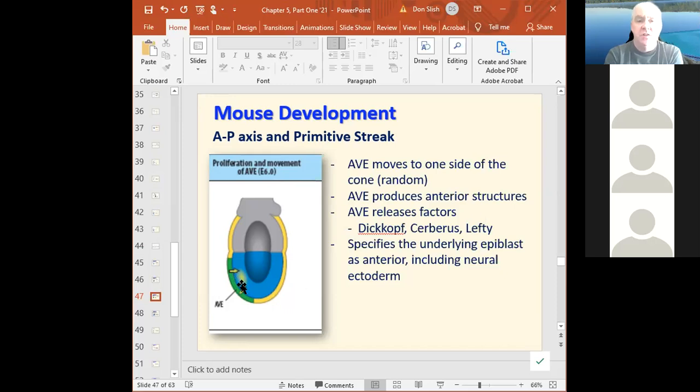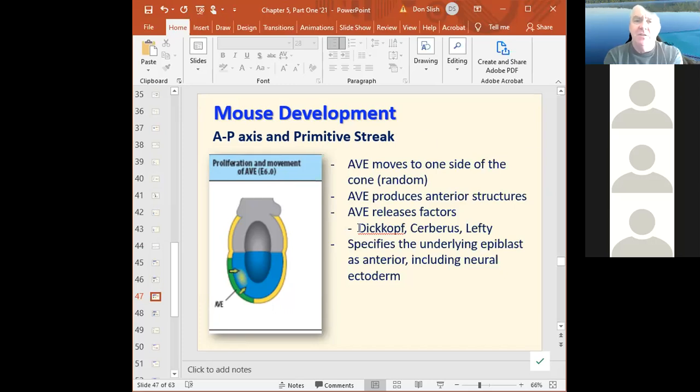Okay, this is going to be releasing Dickkopf, Cerberus, and Lefty. And they block, as you know, Wnt and BMP and nodals, right? So now we've got all of those blocked. Now, if you remember back again to our Xenopus embryo, where you had everything blocked, you end up with anterior structures. Same thing here. We're blocking nodals, Wnt, and BMP, and so this ends up being anterior.